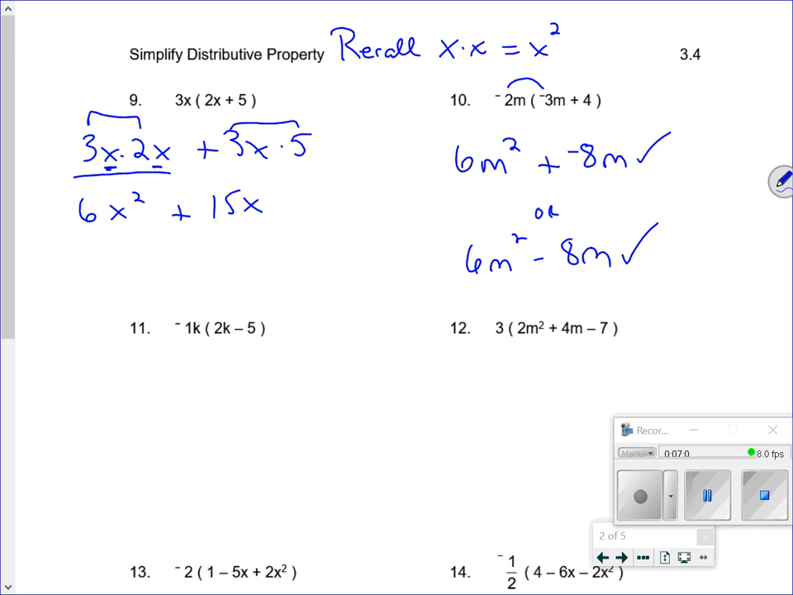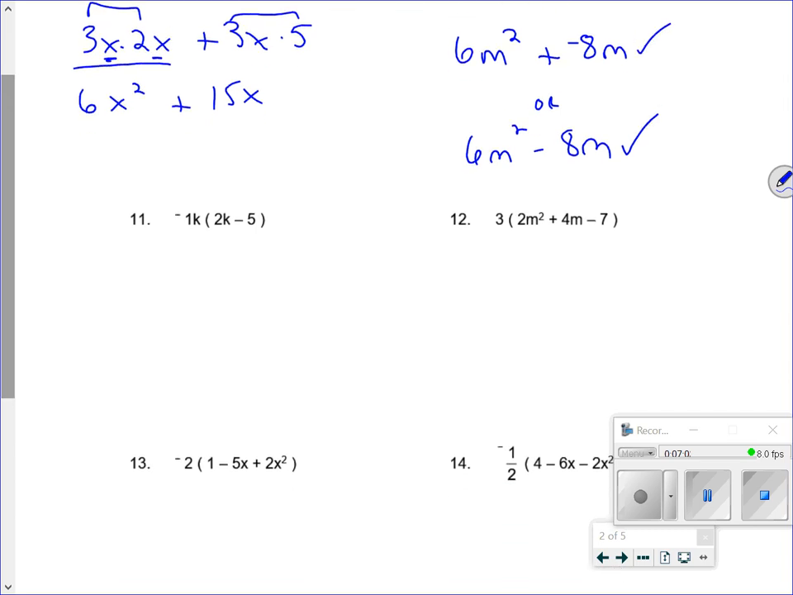Okay, watching our signs again on this next one. -1 times +2 is -2. And that's a k squared, k times k. And right here, it's really important for you to recognize that that's a -1 times a -5. And that answer is going to turn out to be positive. So I want a plus here, plus 5k. Right?